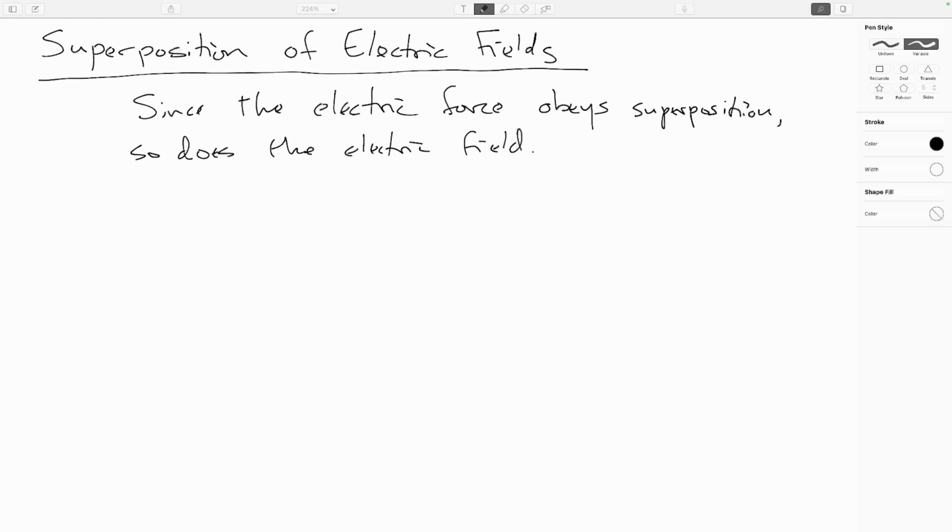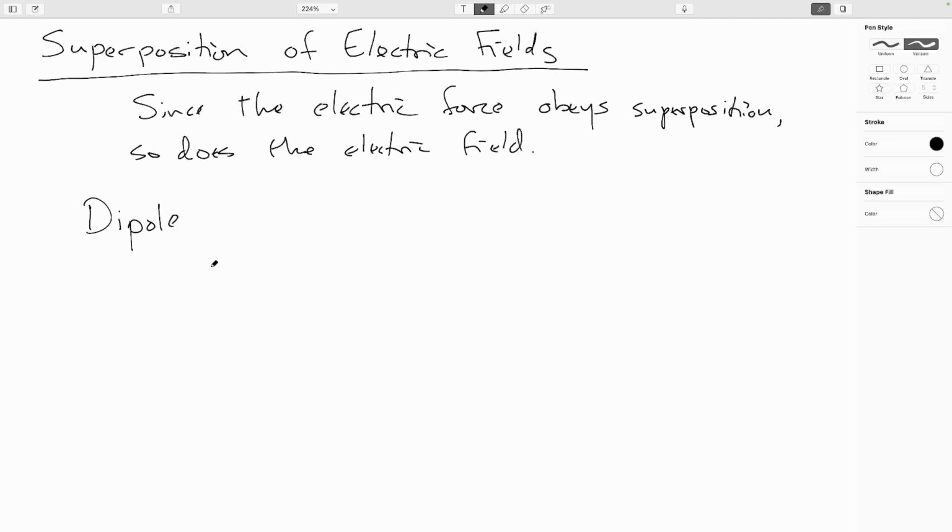So if I want to find the electric field at a particular point, I can look at each individual source charge one at a time, find the electric field due to that source charge, add all of that up, and then that will give me the electric field at that particular point in space. So the example I'm going to start with is a construction known as the dipole.